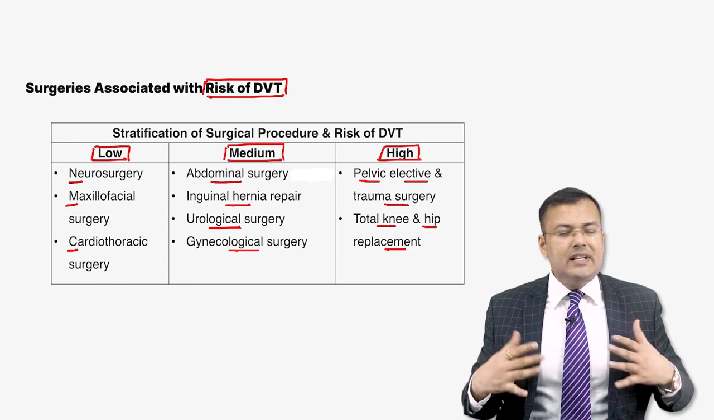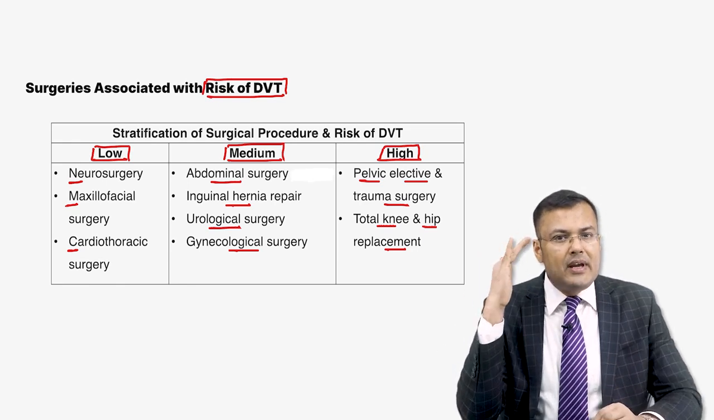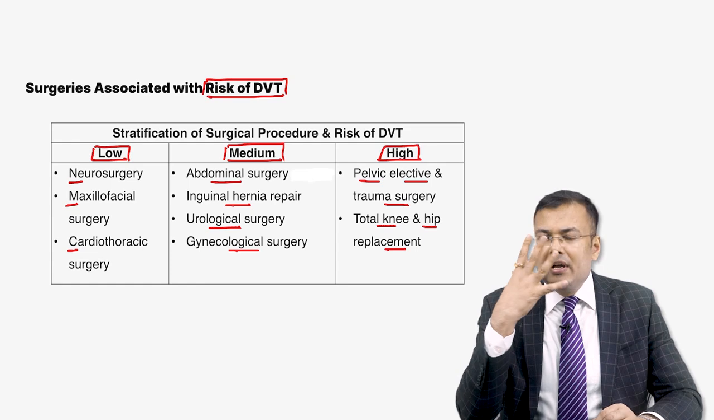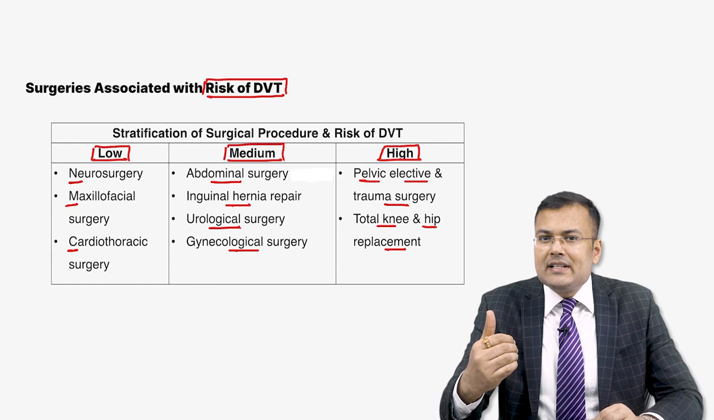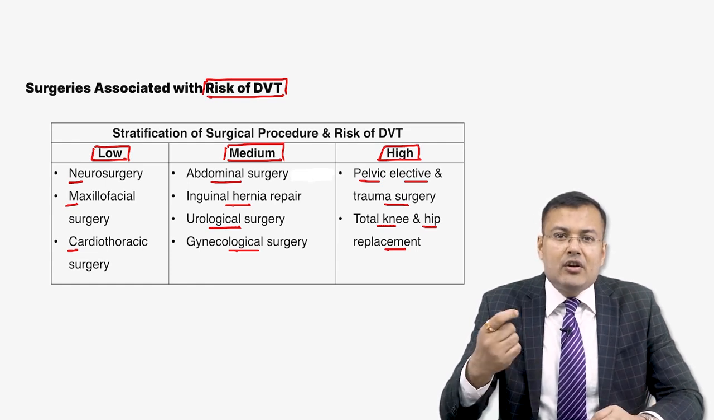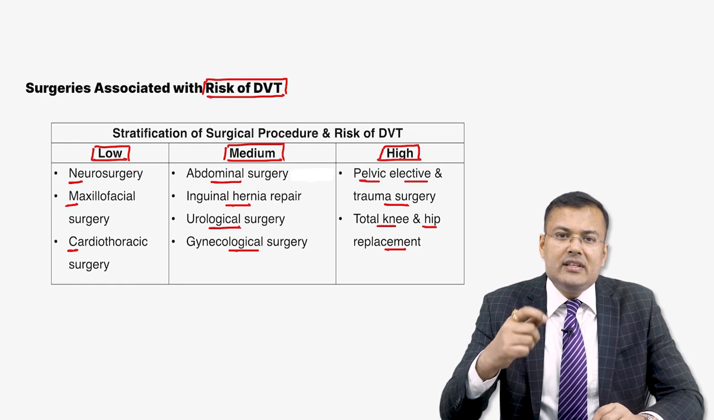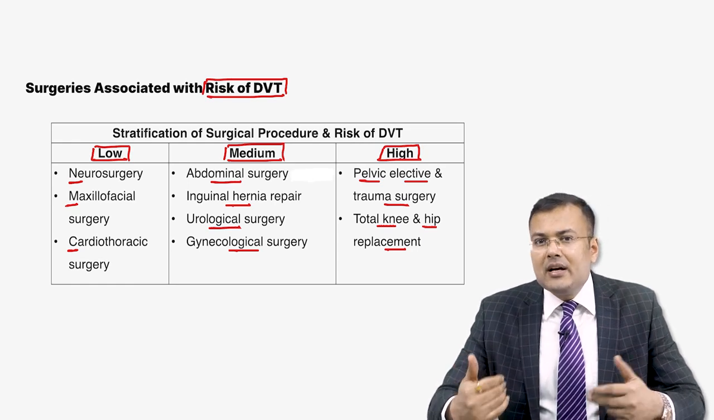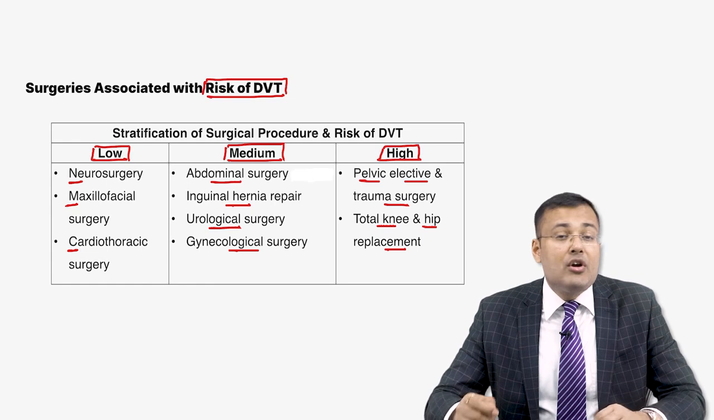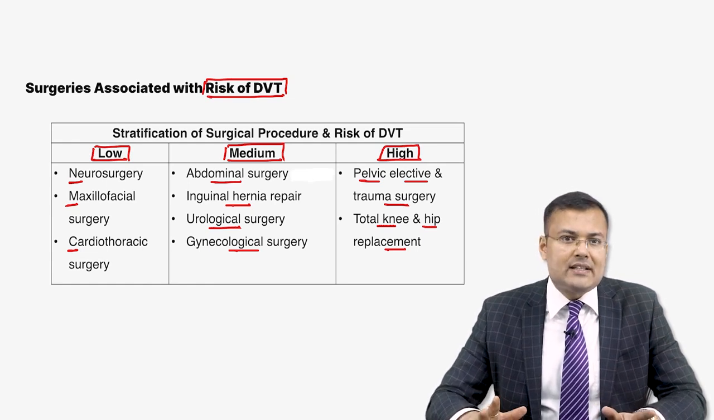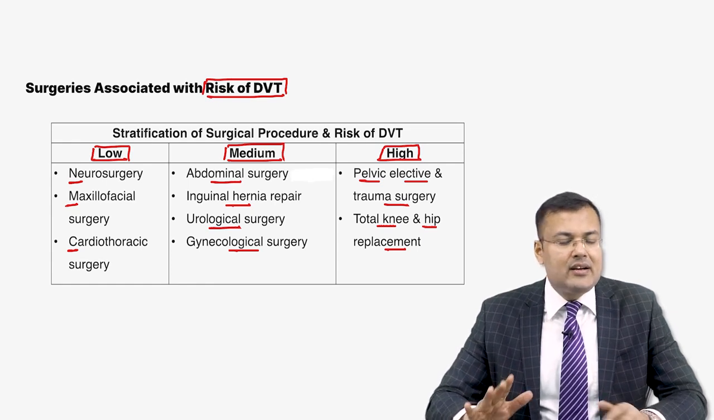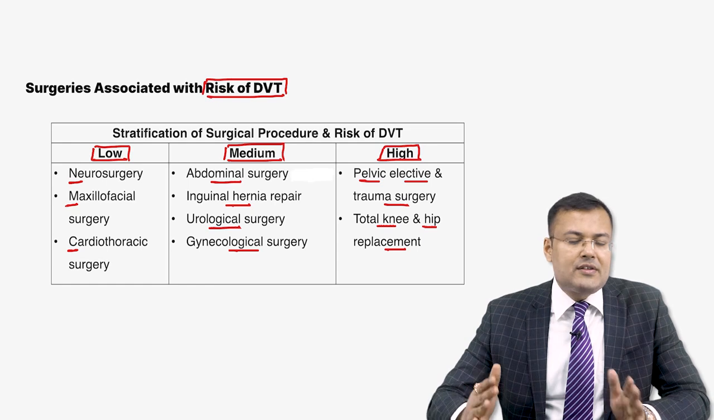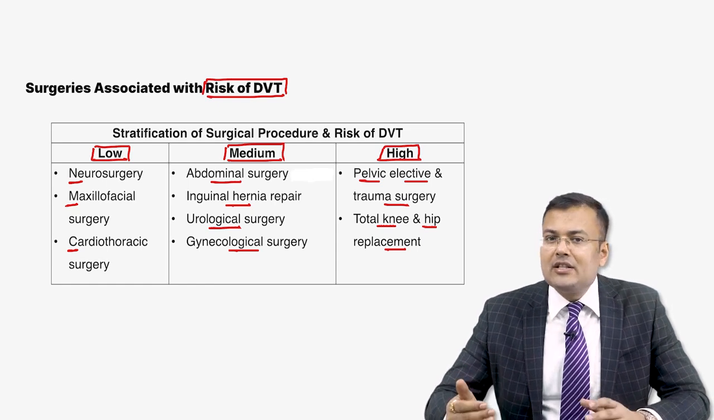So I'm repeating, it's easy to remember. Start from top: head and neck means neurosurgery, maxillofacial, cardiothoracic. Low risk. Abdomen and pelvis: general surgery, gynecological surgery, urological surgery. These have medium risk. Come below the pelvis: pelvis and lower limb orthopedic surgery. These have high risk. Clear? So this is the stratification of surgical procedures and the risk of DVT.